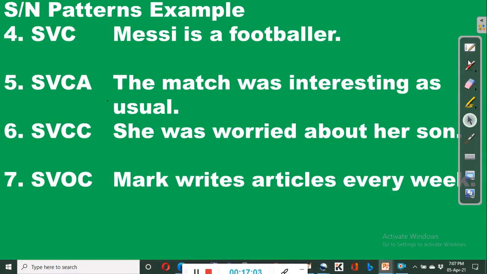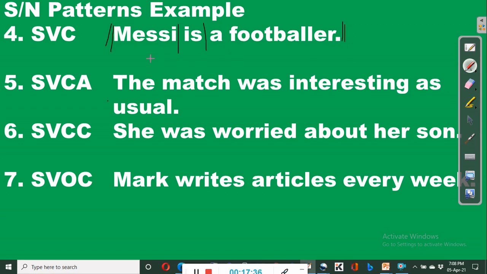Now, number 4, we have the SVC structure, the sentence pattern with the SVC structure. For example, Messi is a footballer. All right, so here, when we analyze this sentence, we break it into its grammatical units, and this is what we have here.